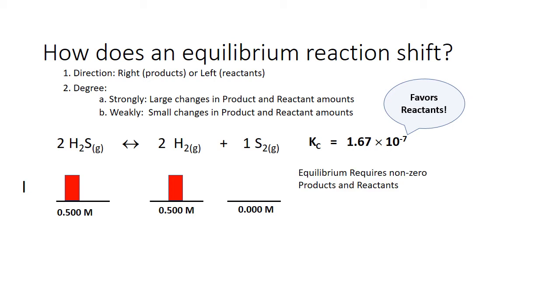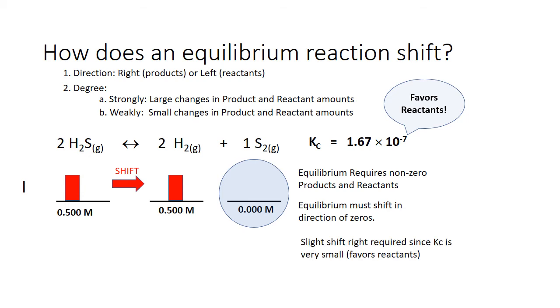Now, as we know, equilibrium requires non-zero product and reactant. And in this case, we have non-zero H2S and we have non-zero H2. However, the equilibrium will shift in the direction of zeros, and in this case, we do not have any of the S2 product. So this means that even though we have H2S and H2 present initially, the zero in this case dictates that the reaction must shift to the right. The reaction must shift in the direction of zeros because at equilibrium, you can't have any zeros in either product or reactant amounts.